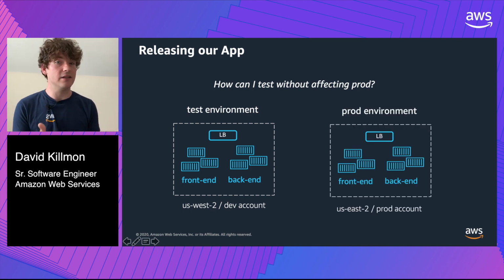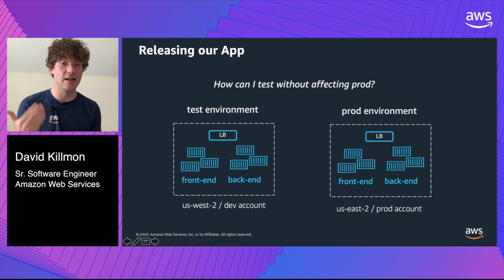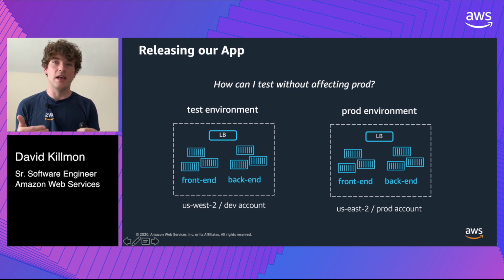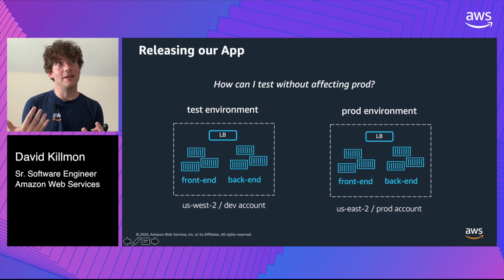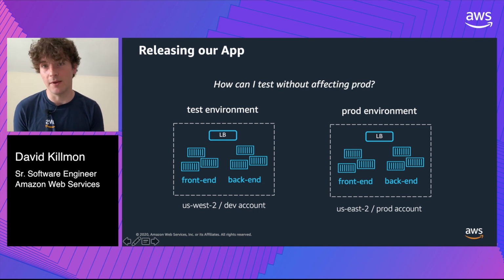And I can set up a totally separate production environment. And in this case, maybe I want it to be in US East 2 because I have a lot of customers on the East Coast. Or I want it to be in a production account where I have less, shall we say, wizardry permissions. Maybe I have only read-only permissions in the production environment. But I want to be able to run my test code in my test environment, and when I'm happy, promote it to my production environment.